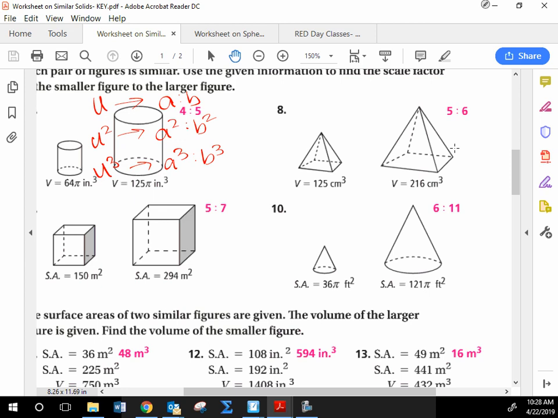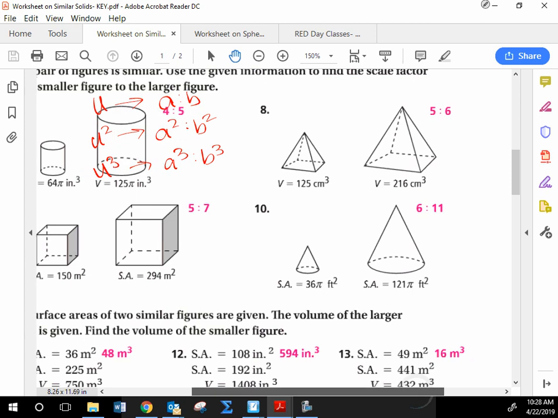My scale factor is just units, so I cube root it. And then for surface area, that's area, so that's units squared. I need to go back to just units, so square root it. I know we only had to do units, but for 9, I couldn't figure that out.